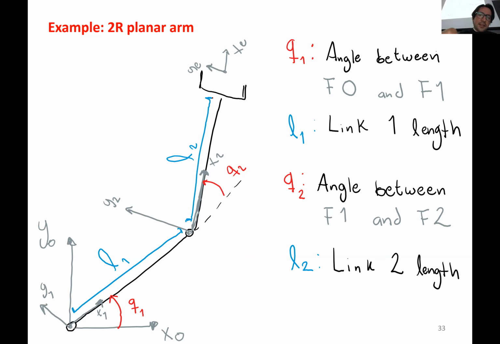Actually, this length should go all the way to the end effector, but I thought it looked a bit ugly. This length is actually to the end effector frame, because otherwise you would have to have another length here, and then it becomes a mess. So I'm just keeping it like this for visualization, but it's supposed to go all the way to the end effector frame.